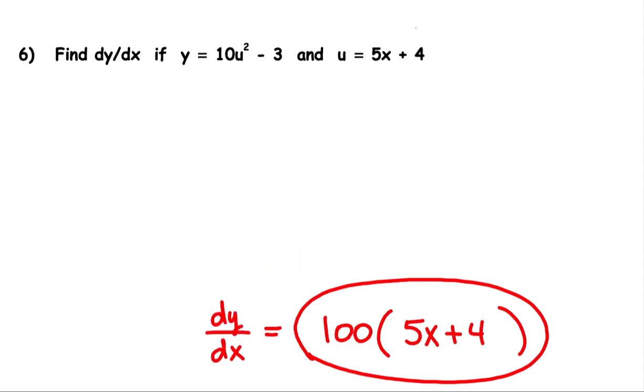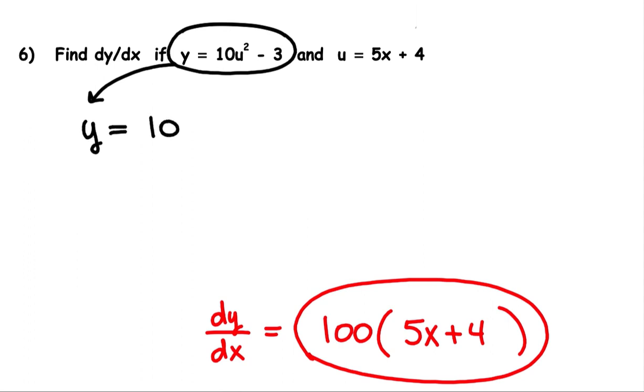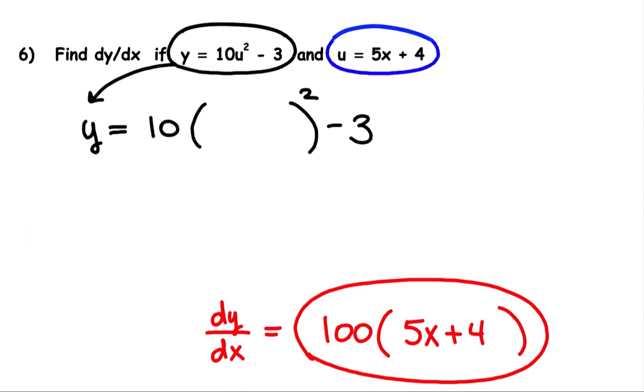What you can do is just take the original problem and rewrite it. So right here, y equals 10u squared minus 3. Yeah, I know. You probably couldn't have helped but notice I didn't write the u. Yeah, I blew it off, because u is 5x plus 4, so I'll just dump that in instead. It's basically a direct substitution.